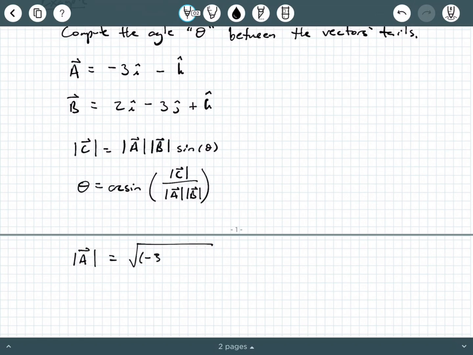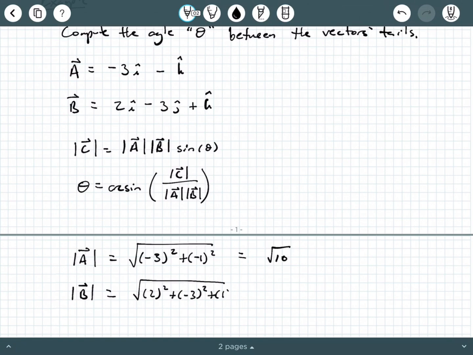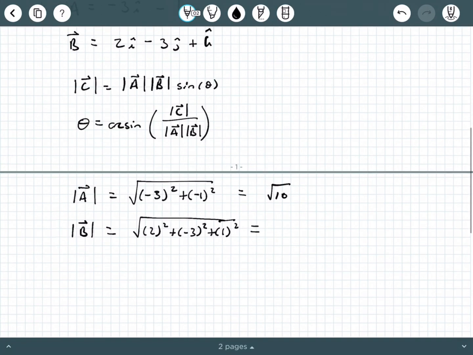We can get magnitude A is equal to the square root of negative 3 squared plus negative 1 squared. So we'll for sure get square root of 10 here. And then the magnitude of B is square root of 2 squared plus negative 3 squared plus 1 squared. When we punch that through, we get 9 plus 4 is 13, 14, so square root of 14. So we can quickly check off that we have magnitude A, magnitude B. The question is, how do we get the magnitude of C?